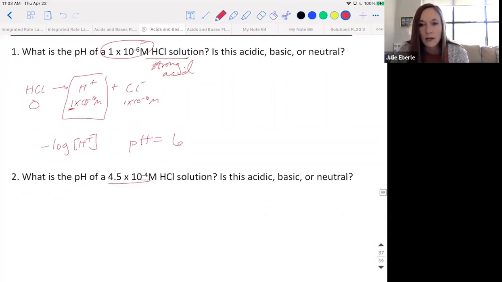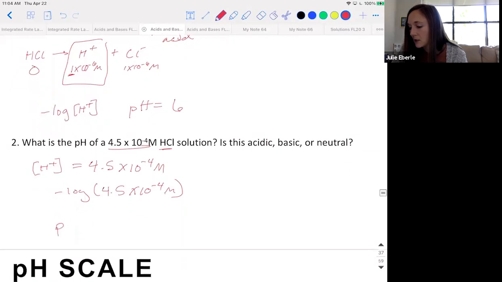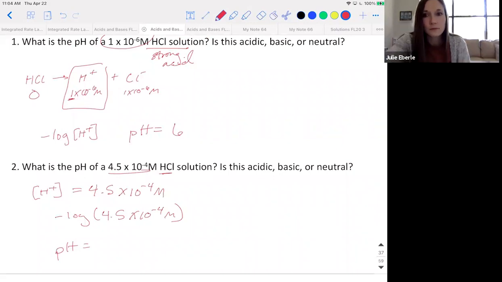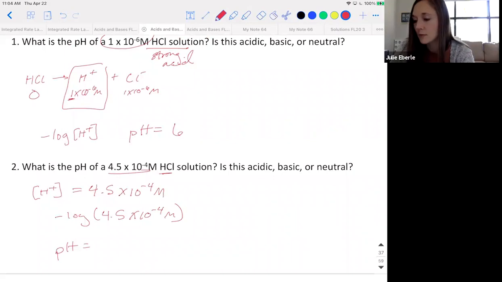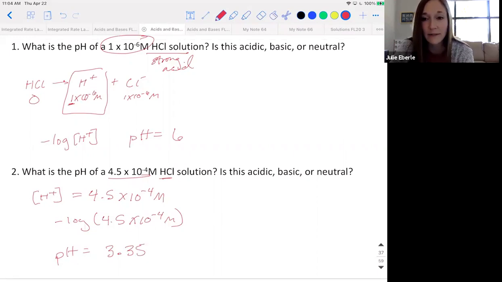But here we're not given a 1 times 10 to the something. Here we actually have to calculate it. So we're just going to assume the same thing since it's the same acid and we know it's strong, that the H plus concentration is equal to the concentration that we're given in the problem, 4.5 times 10 to the minus 4 molar. So we just take the negative log of this. And the pH is equal to what? Should be somewhere between 3 and 4. 3 point, okay, Kayla got it, thank you. 3.5, great. Okay, questions? So here we had an added step because I'm not giving you concentration of H plus directly, I'm giving it to you indirectly.